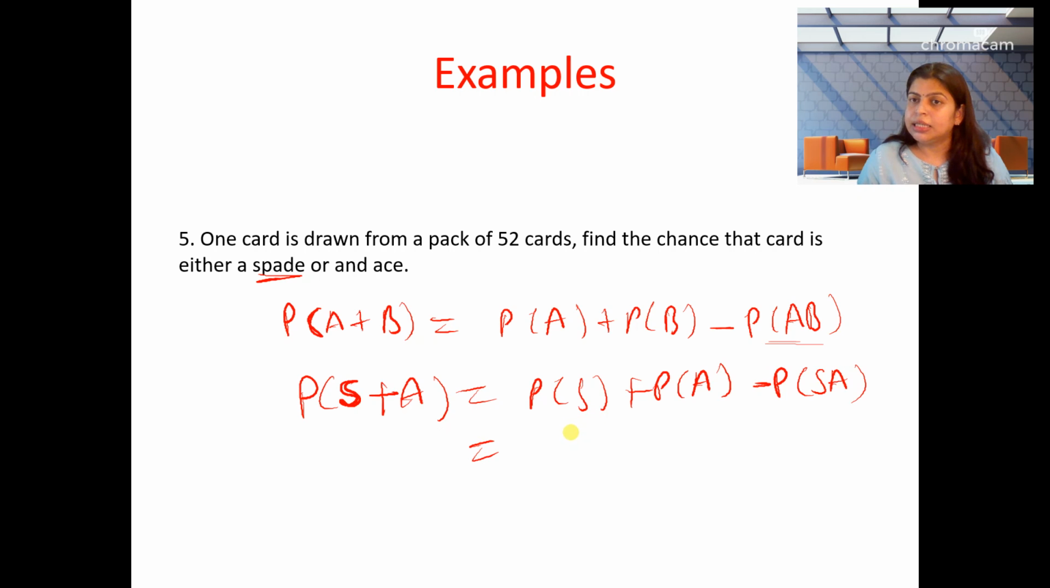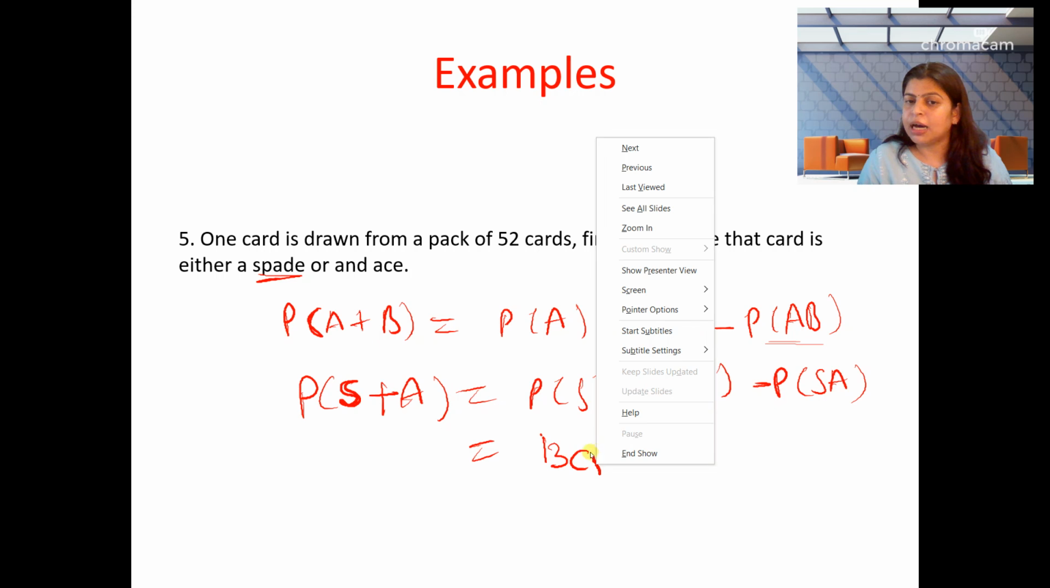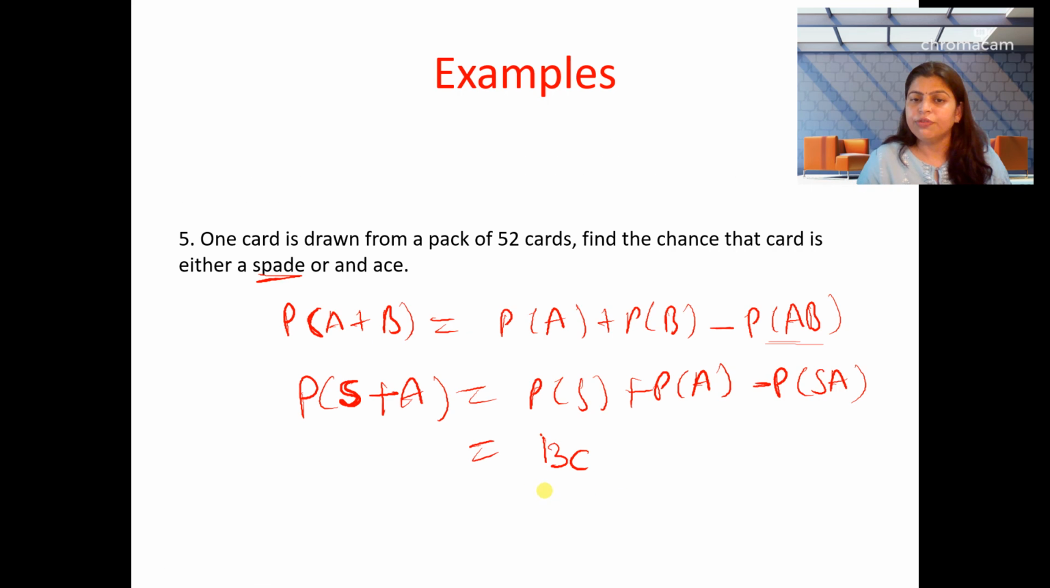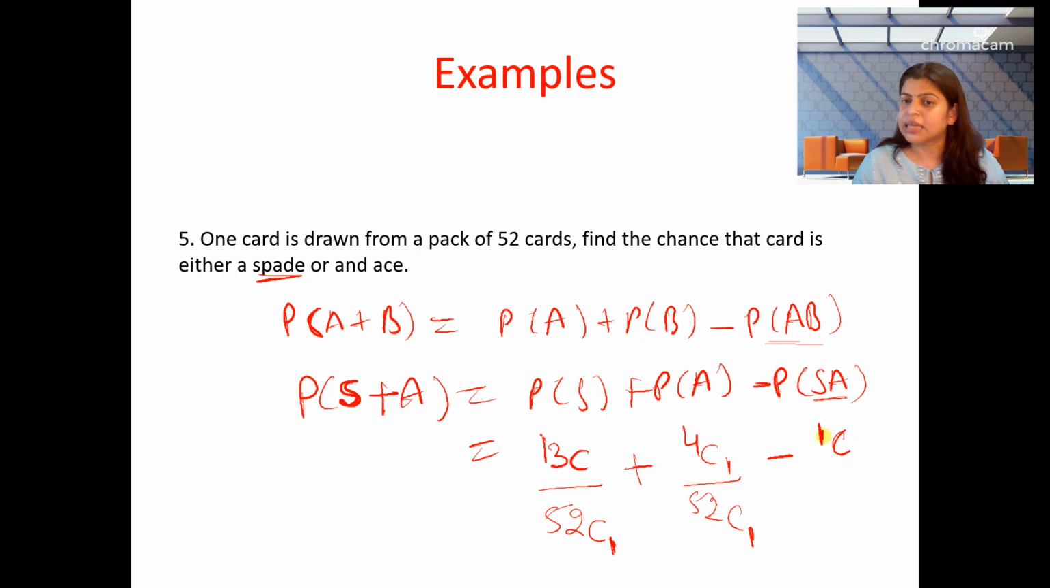So here there are total 13 spades, we know this. So this would be 13C1, I will get one card, out of total 52 cards, so 52C1, plus probability of ace. There are 4 aces, so out of 4 aces I am interested in one, 4C1, and out of 52 cards this would be the total number of cases. And minus, you should understand this is for the 'and', for the common thing. There is a card which is both a spade and an ace. So that means there is one single card which is both. So we are going to use that as 1C1 upon 52C1. So this will give me the answer like 13C1, 4C1 like this. And the final answer you will get is 16 by 52.